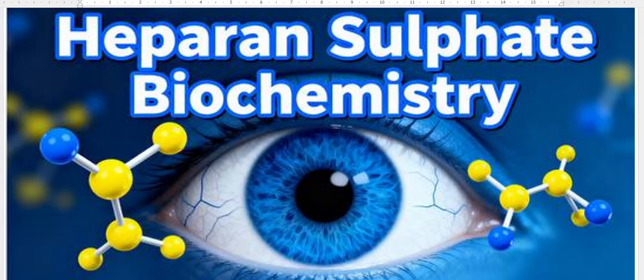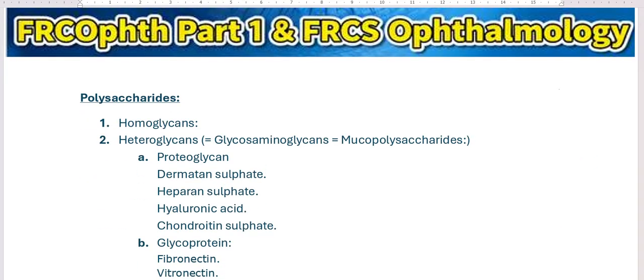With high yield topics in biochemistry of the eye. Here I've chosen heparan sulphate as a precursor to the glycosaminoglycans. This is a very important topic. The mucopolysaccharides might cause mucopolysaccharidoses, and this is something that we need to study.